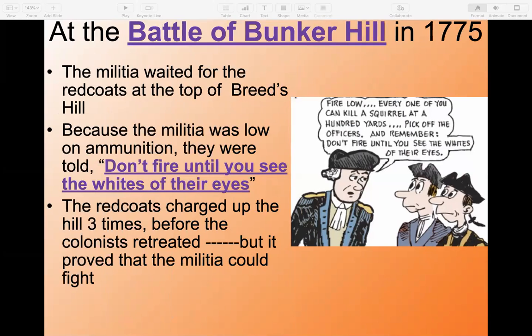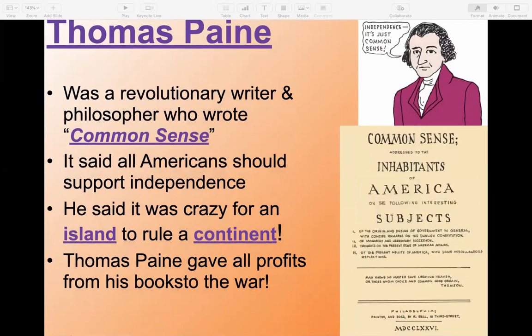At the Battle of Bunker Hill in 1775, the militia waited for the redcoats at the top of Breed's Hill. Because the militia was low on ammunition, they were told, "Don't fire unless you see the whites of their eyes." The redcoats charged up the hill 3 times before colonists retreated, but it proved the militia could fight.